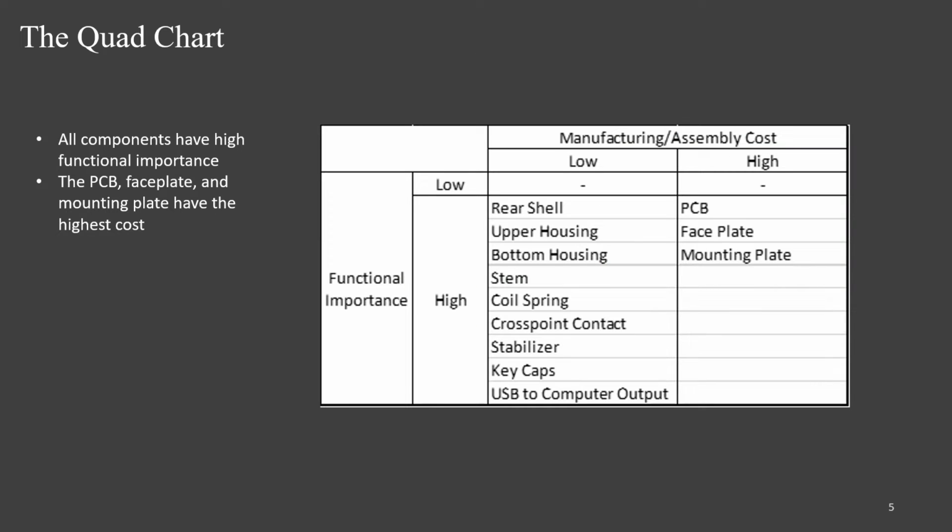Next, we have the quad chart, which shows the importance of all the components and how that relates to their manufacturing or assembly costs. As seen, all the components have high functional importance. However, for manufacturing or assembly costs, the PCB, faceplate, and mounting plate will have the highest costs.